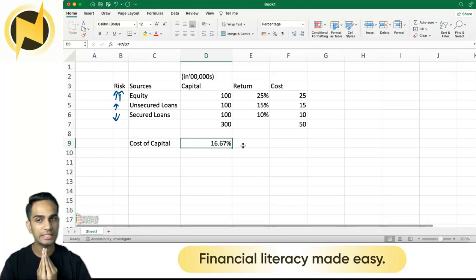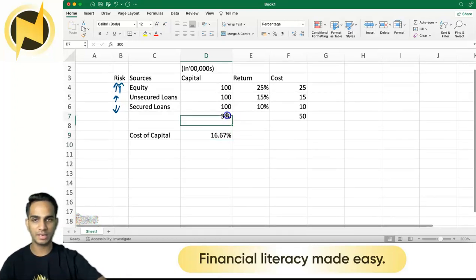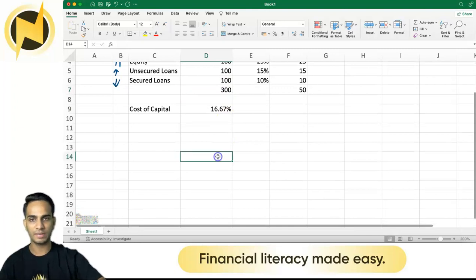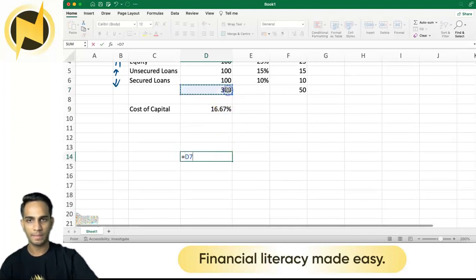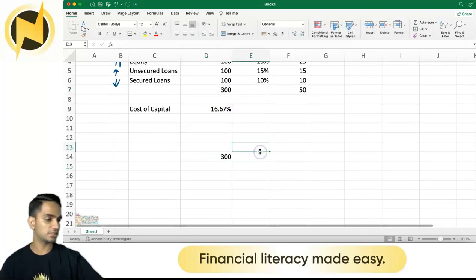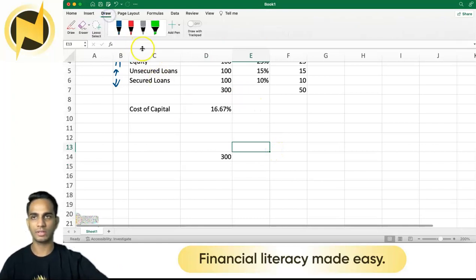The reason why we need to know this particular cost of capital is because on the basis of it the company can properly set a target return. The company has 300 lakh capital. Now the company is taking the 300 lakh capital and giving it to two departments. It'd be better if I draw.